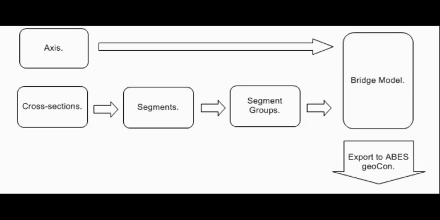And segments, in turn, can be grouped together into what we call segment groups. Typical segment groups would be a span or a cantilever, typical components of a bridge, in other words. These segment groups are then placed onto the axis, and each segment is then put in its place and aligned along the axis following certain rules. Once this is all complete, we end up with a very detailed model of a bridge that can be used in other contexts.